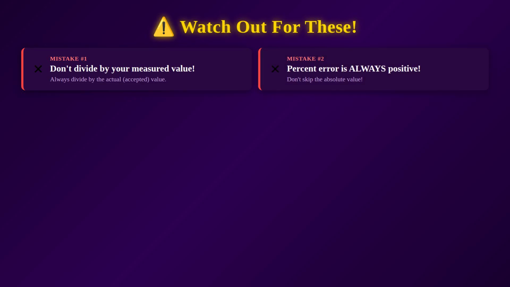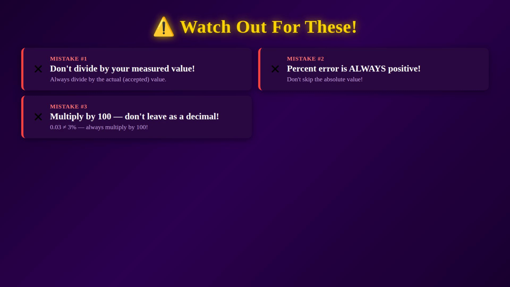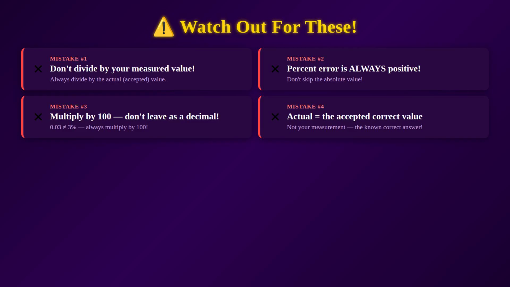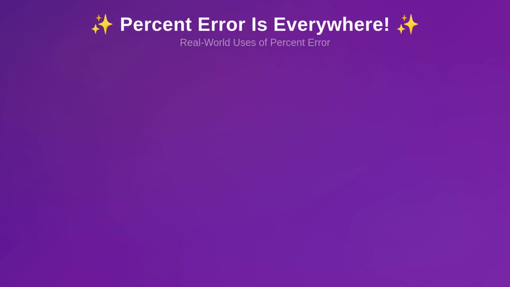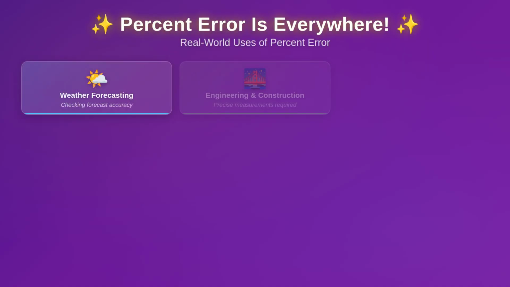Before we wrap up, let's talk about the mistakes students most often make with percent error. Mistake number 1, dividing by the measured value instead of the actual value. Always divide by the actual. Mistake number 2, forgetting the absolute value and getting a negative percent error. Percent error is always positive. Mistake number 3, forgetting to multiply by 100 and leaving your answer as a decimal, like 0.03, instead of 3%. And mistake number 4, using the wrong value as actual. The actual value is always the accepted, correct answer, not your measurement.